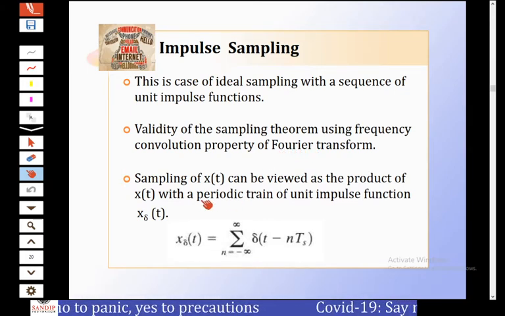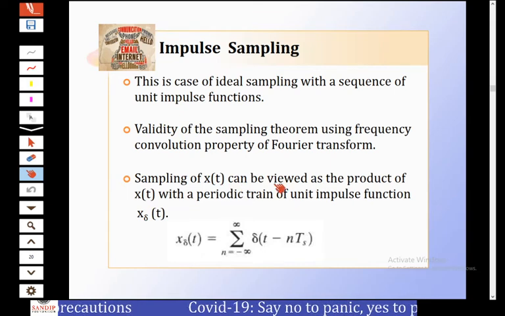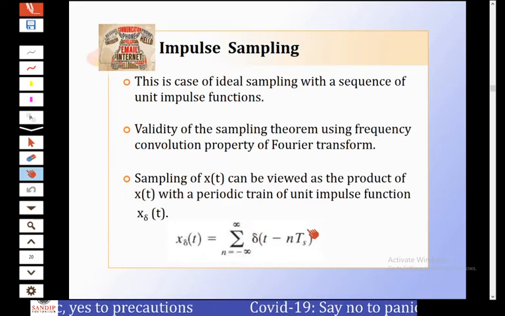Now let's take the sampling of x of t. Let's assume any signal x of t can be viewed as a product of x of t with a periodic train of unit impulse functions x delta of t. x delta of t equals summation of n equal to minus infinity to plus infinity delta of t minus nTs. This equation is somewhat familiar to you.